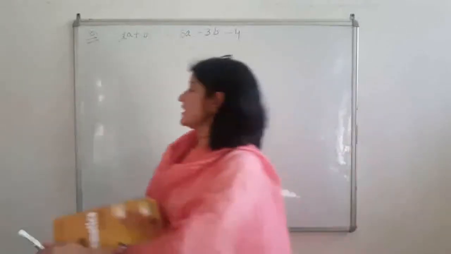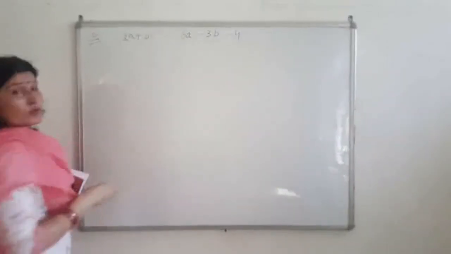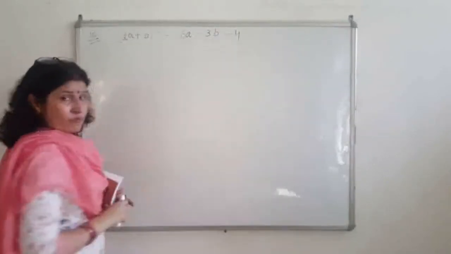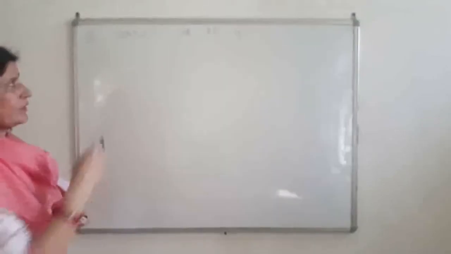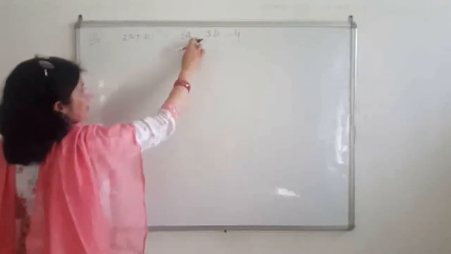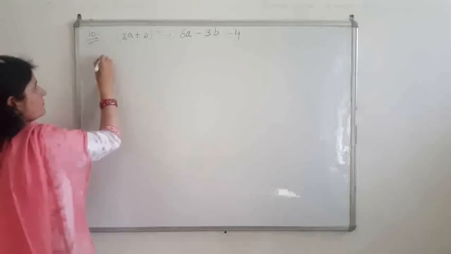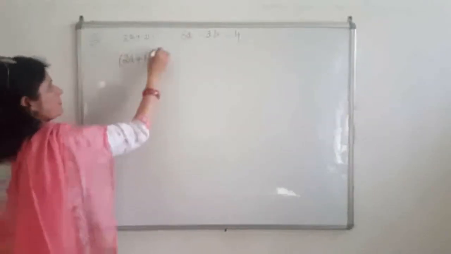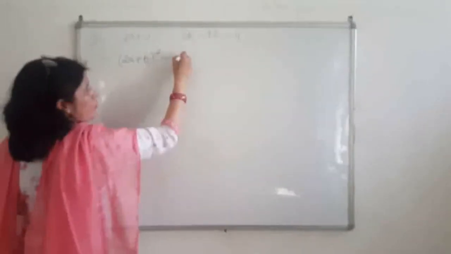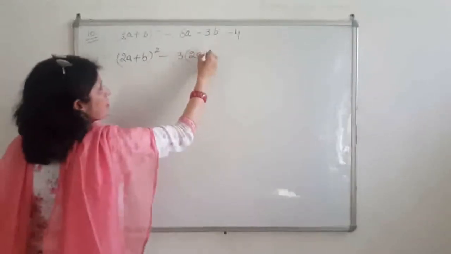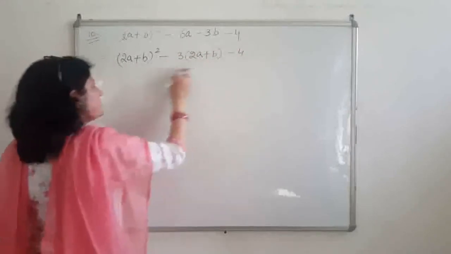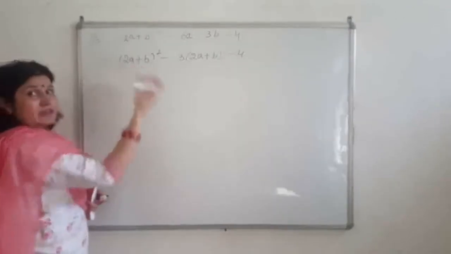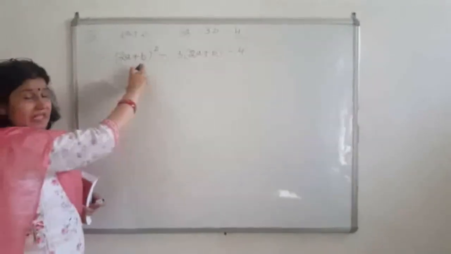Now our 10th question. In this question the statement given is square of 2a plus b minus 6a minus 3b minus 4. So what will we do? From these two terms we can take 3 common. 2a plus b whole square minus 3 times 2a plus b minus 4. Now this trinomial is in the form of a quadratic. So this term we can suppose as any other variable except a and b.